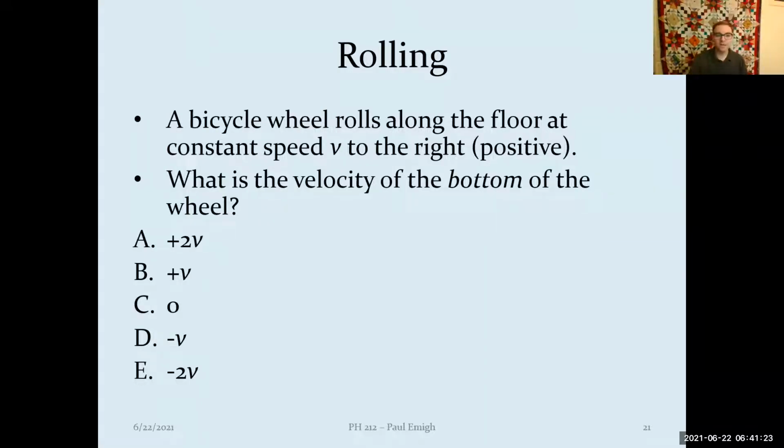So we are here to talk about this bicycle wheel problem, which you have thought about on Canvas. And the question here is, we've got a bicycle wheel, which is rolling along the floor to the right with a constant speed, and we want to know what the velocity of the bottom of the wheel is.